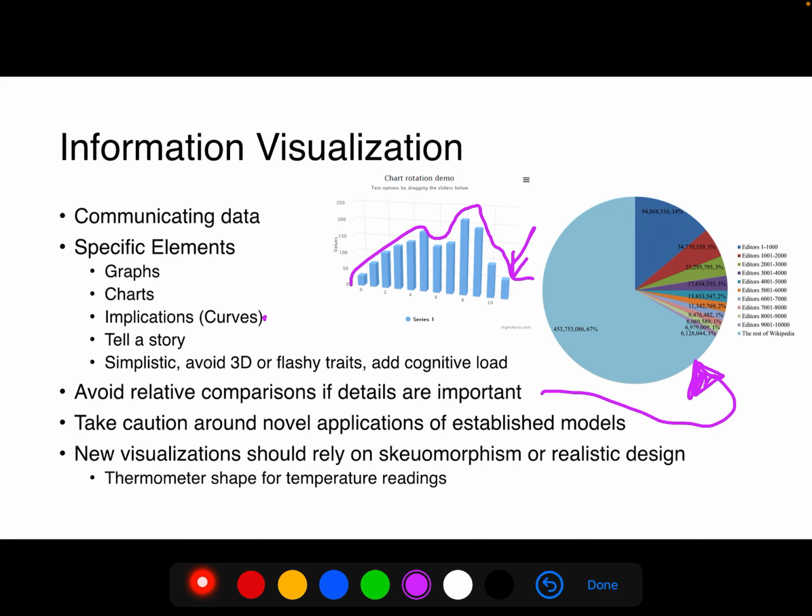And new visualizations typically should rely on skeuomorphism or realistic design. So that's where we think of a thermometer shape for temperature readings. Your icon, your actual UI, might be a thermometer shape to communicate clearly to the user, this is a temperature. And so we try to, again, make use of what affordances we can to increase the legibility and just functionality of the system.